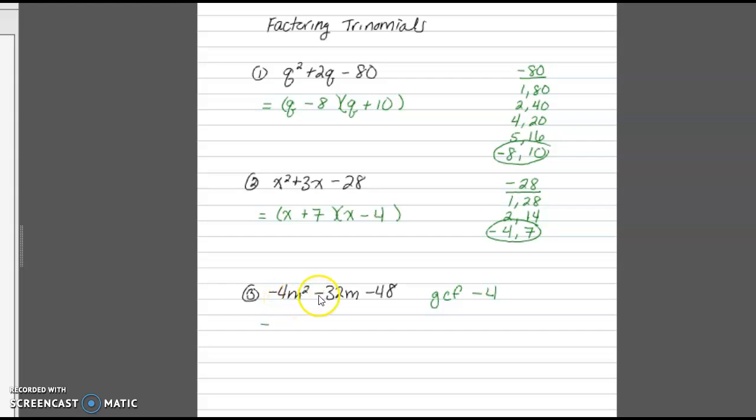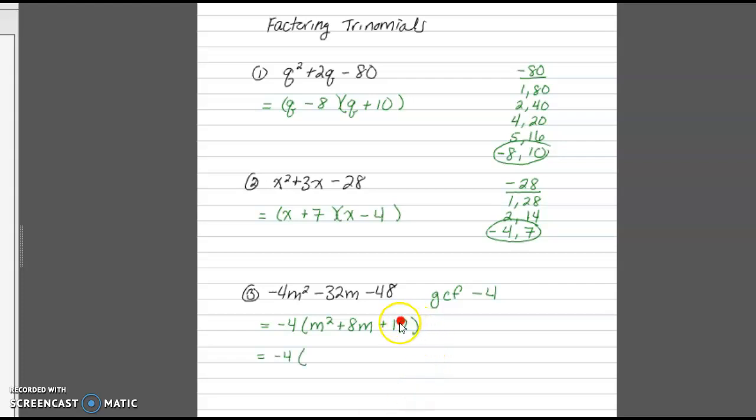All right, now this last example doesn't quite look like the others because the leading coefficient is not positive 1, but luckily it does have a GCF of negative 4. So I'm going to factor out that GCF first, which gives me the trinomial m squared plus 8m plus 12. Notice I am factoring out the negatives. So that makes that first term positive 1, which is what I want.